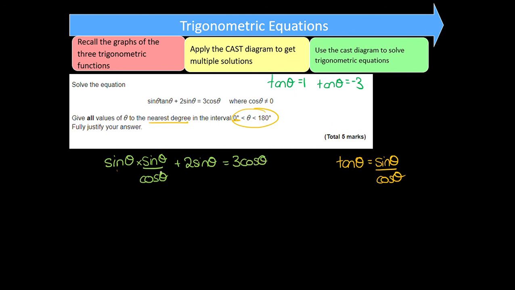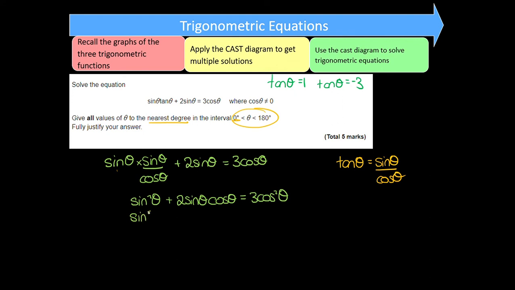Now, because I don't like having this denominator, well, first of all, I'll do the numerator. That is a sine squared. Now, most people don't like having this denominator, so what I'm going to do is I'm going to times every term by cos theta. So on the first term, it cancels out. On this term, I get sine theta cos theta. And then over here, I get a 3 cos squared theta.